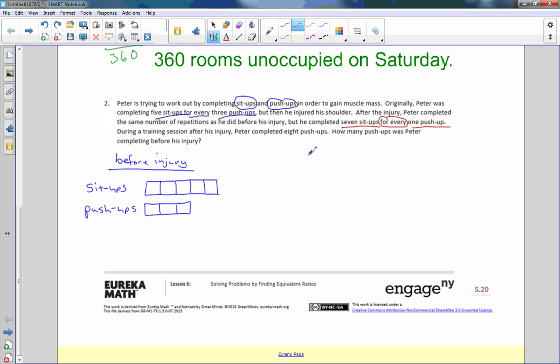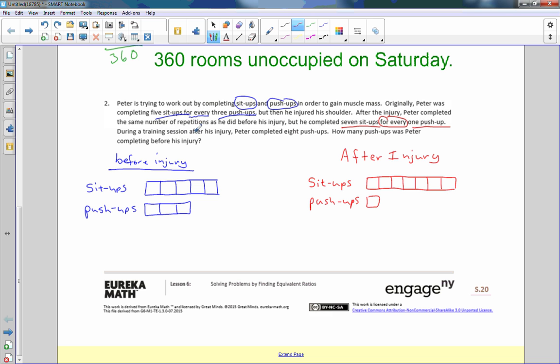I'm going to do the same for after injury, after he hurt his shoulder. And again, it's sit-ups. And push-ups. Okay, so now it's 7 to 1. So that's 1, 2, 3, 4, 5, 6, 7 to 1. So there's our ratio set up. So now we read the question.